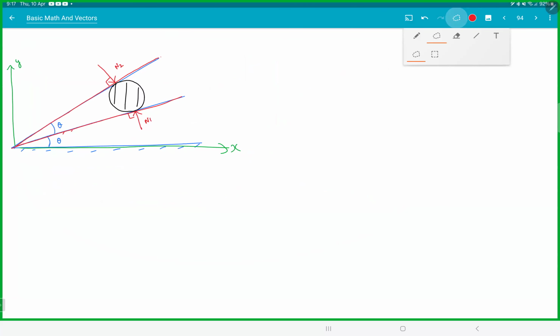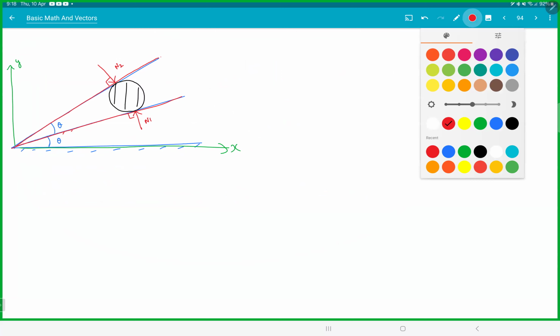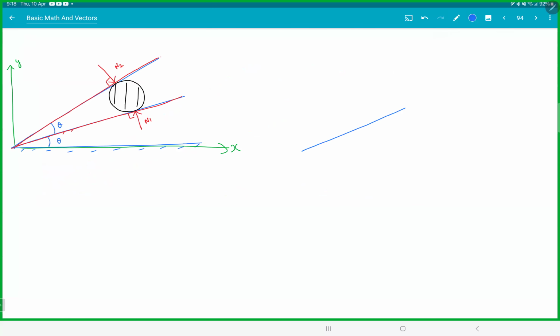Let's talk about N1 first of all. So this is the incline. This is your x-axis. This is theta. So the sphere is somewhere here. That is okay. Your N1 is like this. This is 90 degrees. So if I extend the line here, what will be this angle here? 90 minus theta. Agreed?